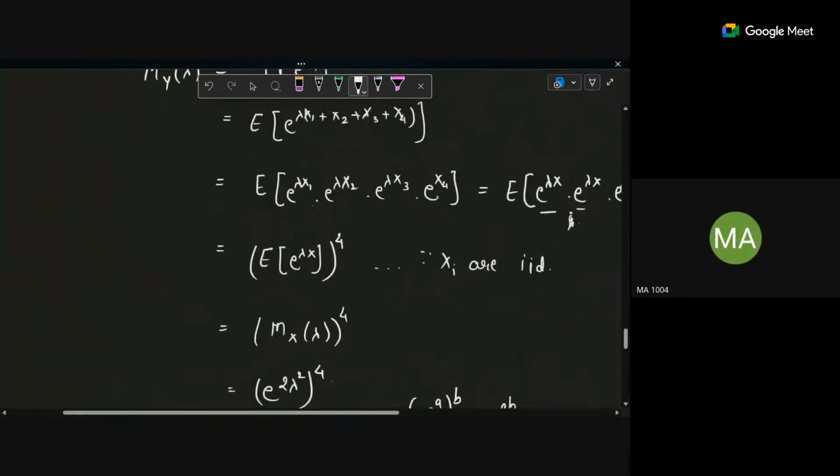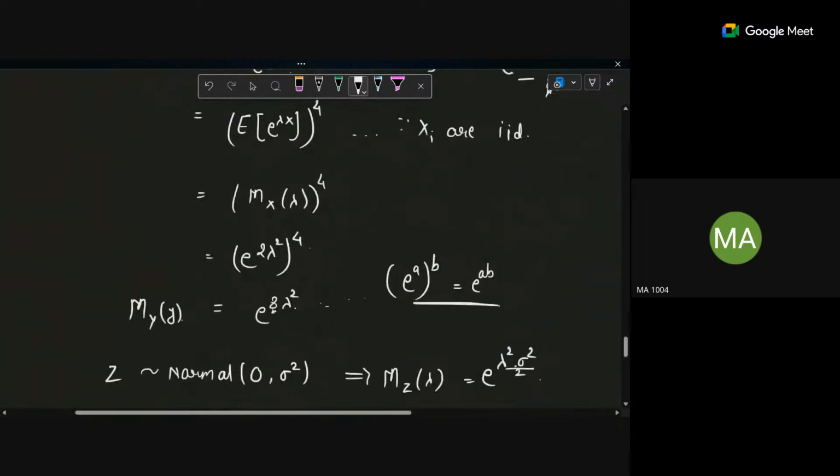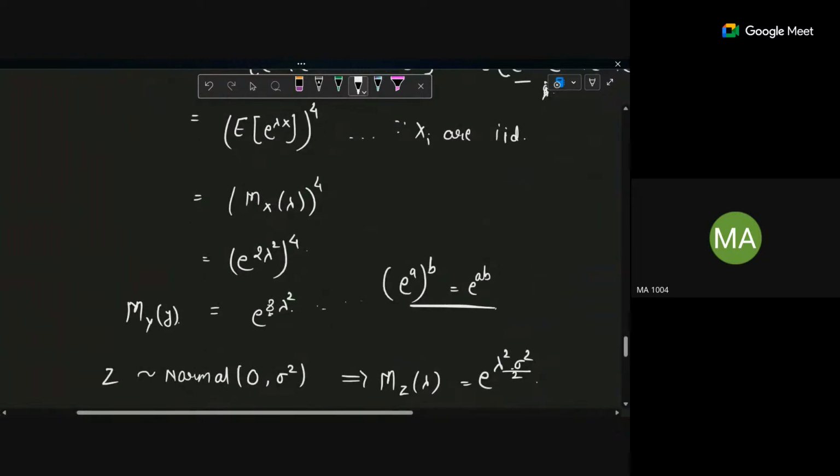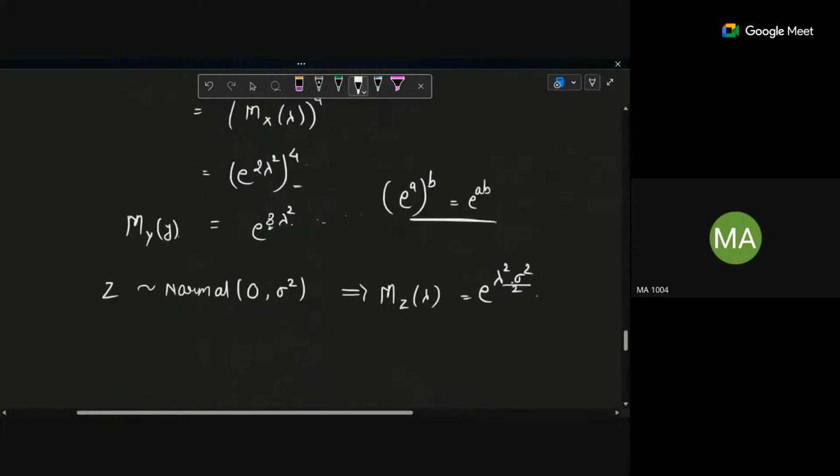And also there is one thing: the moment generating function of this random variable, which is normal distribution, does not have x. This is not a function of x. In short, I want to tell them, are you getting my point? It is not a function of x. It is a function of lambda, and lambda is constant for all. Are you getting it? Yes.